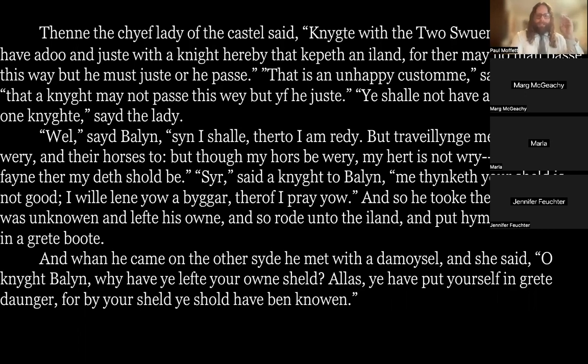And then he comes to an island and he's told there's a custom on this island that you have to fight with a knight. He says that's an unhappy custom, that a knight may not pass this way, but if he joust, he shall not have ado but with one knight, said the lady. Well, said Balin, since I shall, thereto I am ready. But travailing men are oft weary, and their horses too. But though my horse be weary, my heart is not weary. I should be fain there my death should be, which is a little hard to parse, but in other words, I'm going to meet my fate where I meet my fate. If I'm going to die there, I'm going to be there.